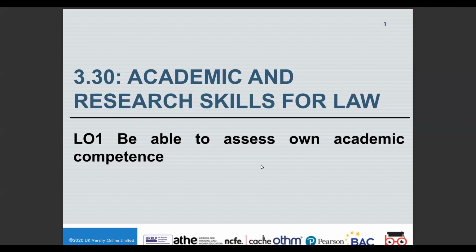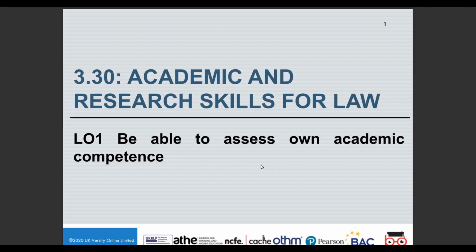We'll be now looking at the unit which is academic and research skills for law 3.30, and we'll be looking at the key terminology and we'll be looking at the learning outcome 1 today, which is to be able to assess our own academic competencies.